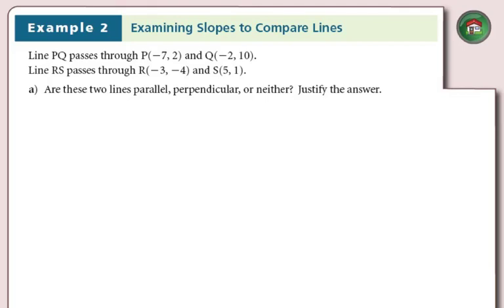So again, with example 2, we're looking at a pair of lines. So we need 4 points, 2 points on the first line, 2 points on the second line. And we're being asked to figure out if these lines are parallel, perpendicular, or neither.